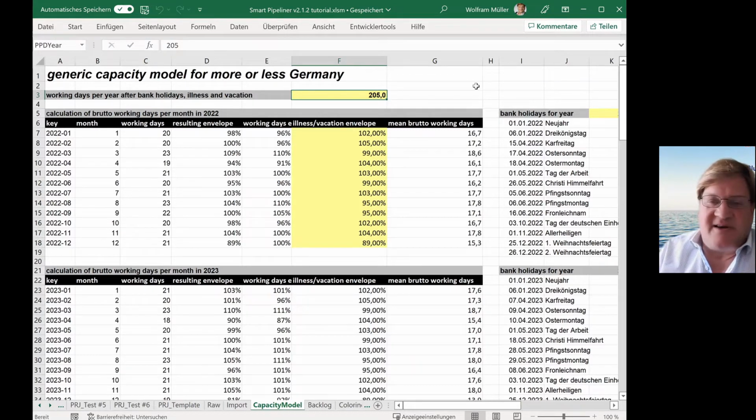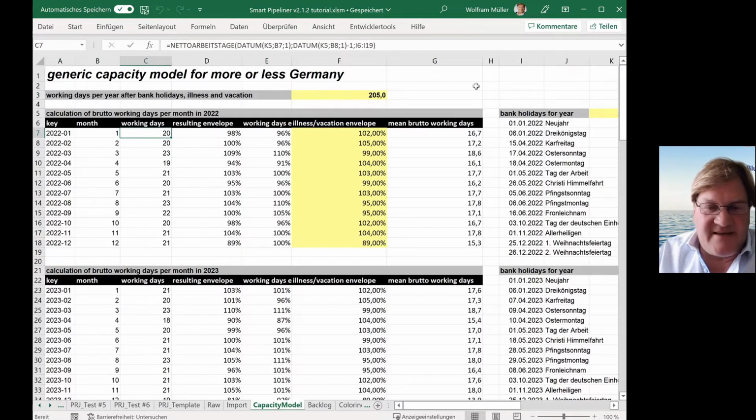And typically you can divide this by 12, and then you have the rough number of working days per month. But in reality, each month has different working days. So that can be calculated by Excel. That's not a big issue.